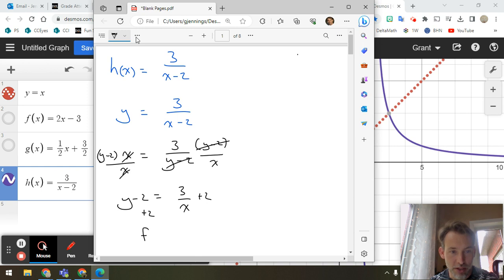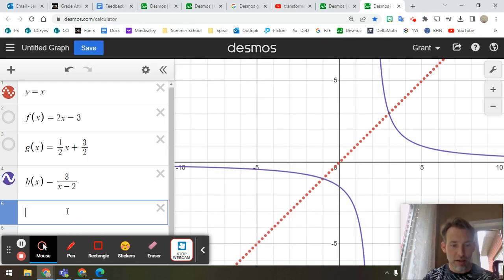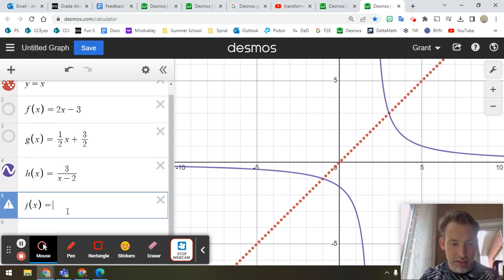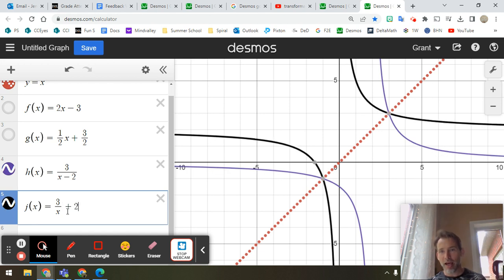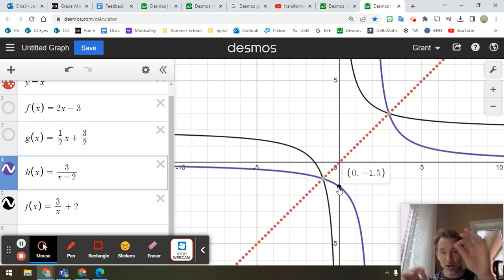So our inverse function, f inverse of x, which I'm going to call j of x, is equal to 3 over x plus 2. Okay, let's write that. j of x is equal to 3 over x plus 2. Oh, look at that. It intersects right at the line y equals x with the original function, because that point reflects to itself. And you can kind of see visually this point there is reflecting to that point there. And all the x, y's have been swapped. Cool, right? Okay, so reciprocal functions invert to reciprocal functions.